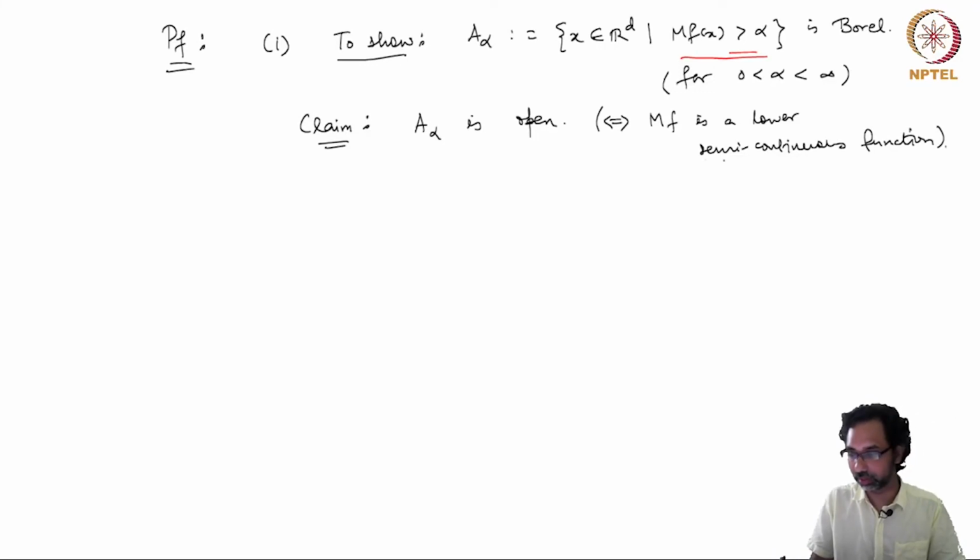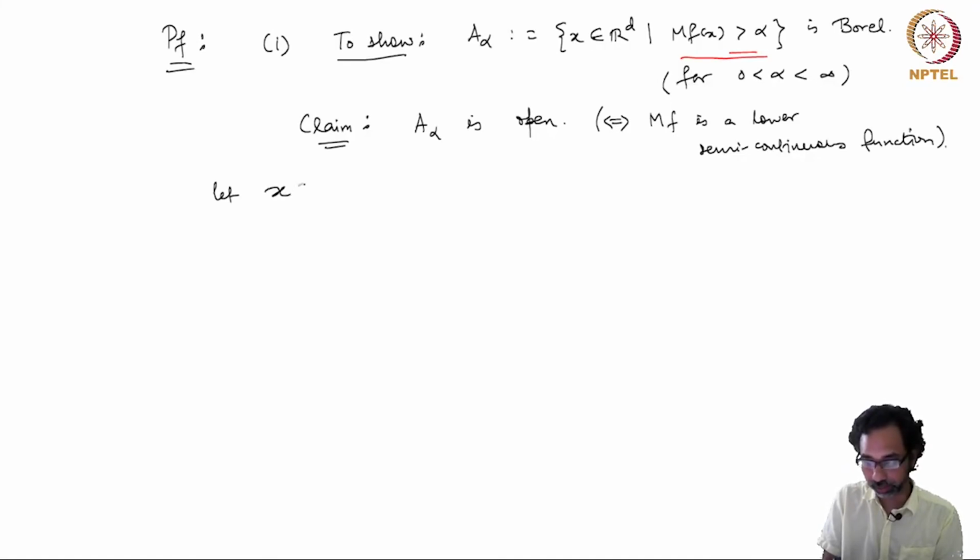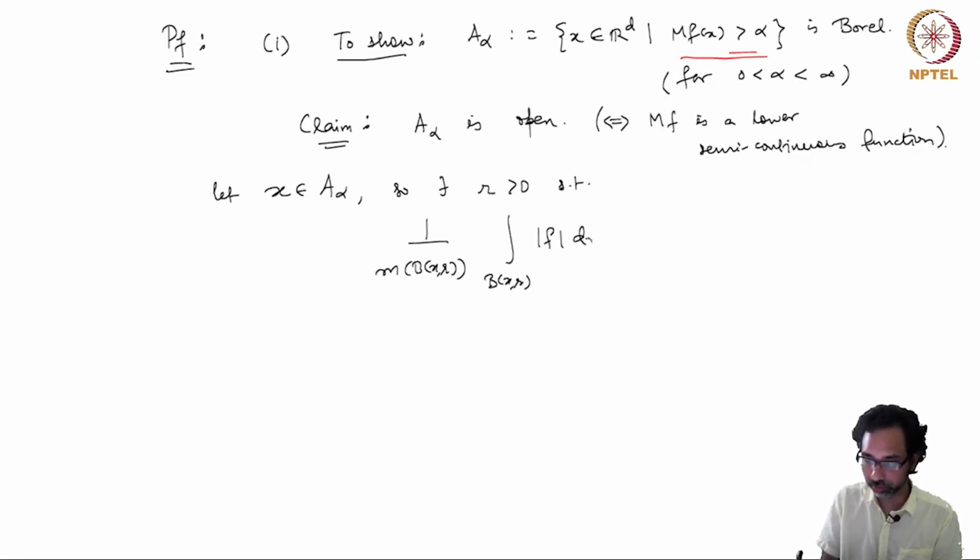So this is just a side remark, and it's not important to go into detail of lower semi-continuity and upper semi-continuity. But let's see how to prove that A alpha is open. So let's take x in A alpha. So there exists an R greater than 0 such that 1 over the measure of B(x,R) times the integral over B(x,R) of mod f dm is greater than alpha.